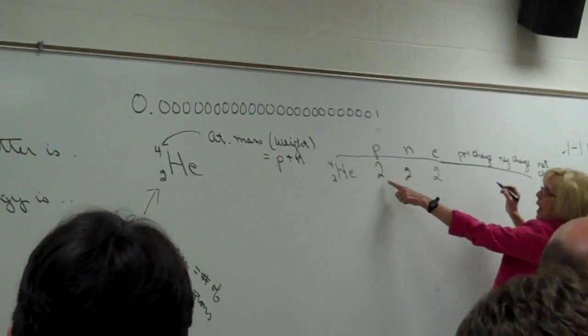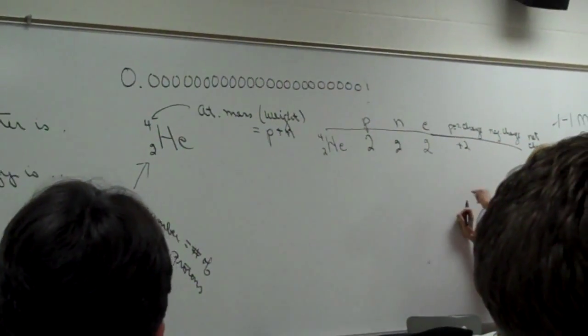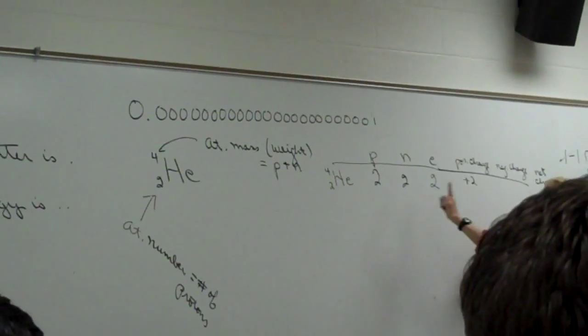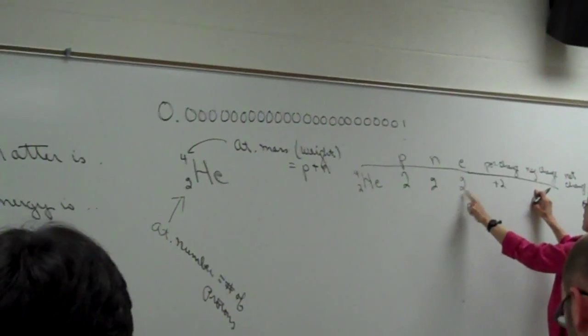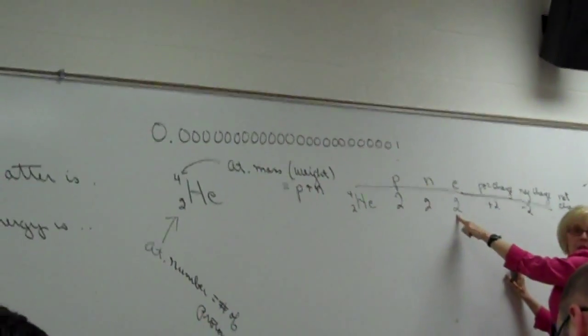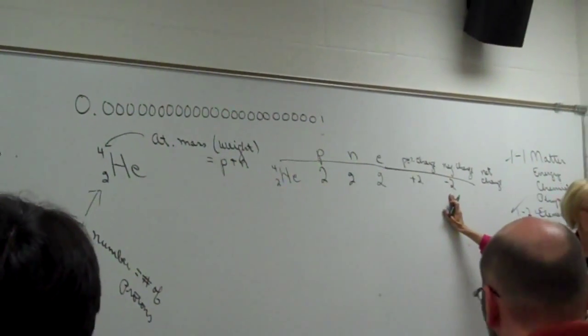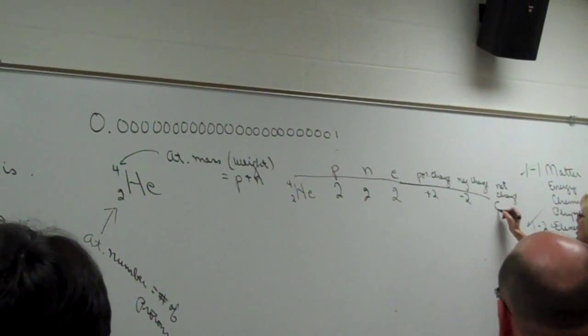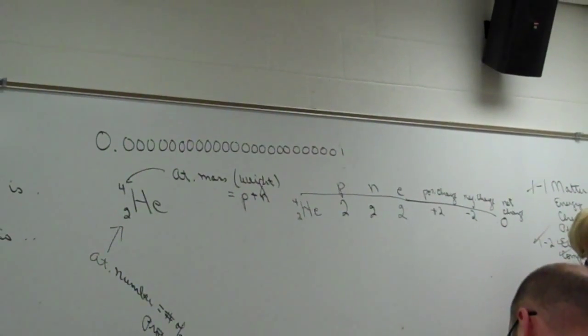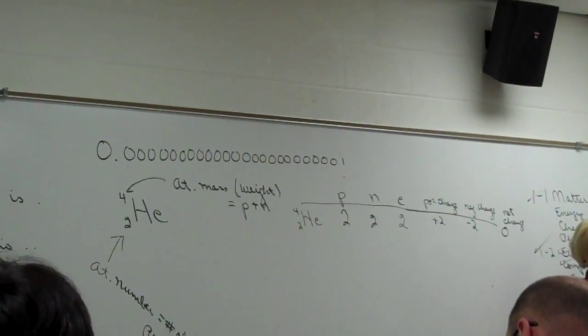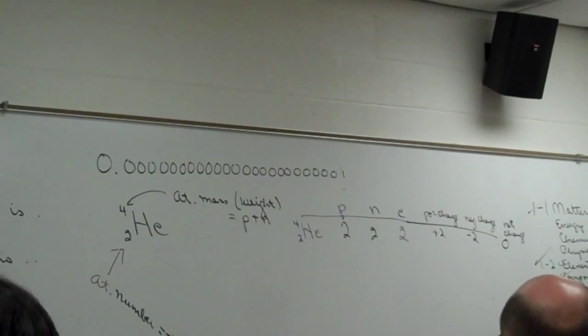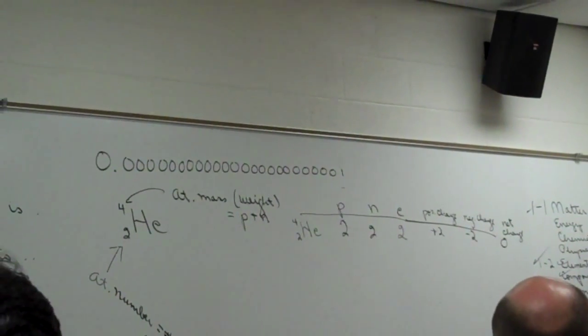Positive charge, I've got 2 protons, so I have +2. For negative charge, I have 2 electrons, so I have -2. So net charge is 0. It's a neutral substance. Everybody with me on that? We're going to do 1 or 2 more of those, just to be sure.